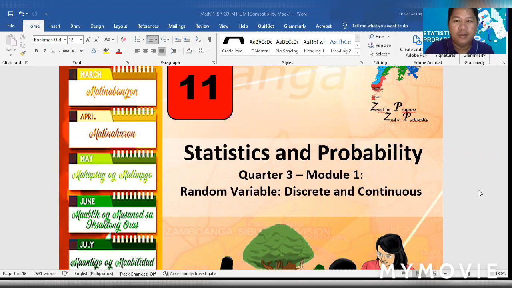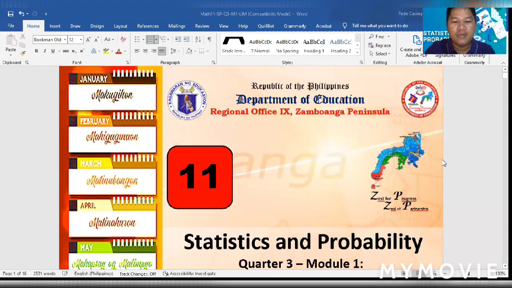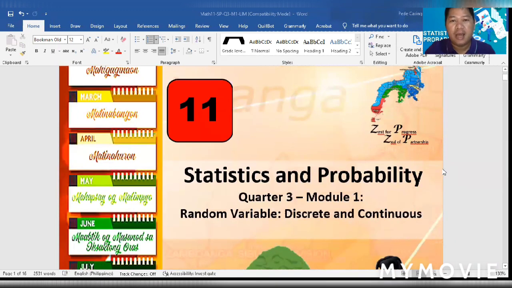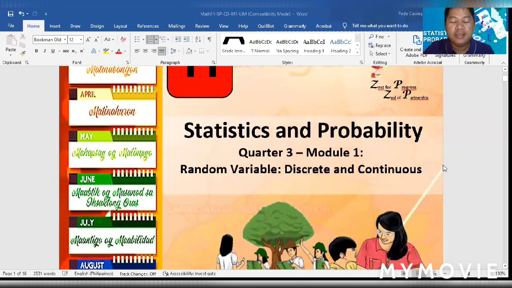So for today, we are going to discuss statistics and probability for grade 11. Hello to all grade 11 senior high school learners all over the Philippines, all over the world, from Luzon, Visayas, and Mindanao. I am Pidi Kasing, your teacher, from Region 9, Zamboanga Peninsula. We have here our lesson for Quarter 3, Module 1: random variable, discrete and continuous.